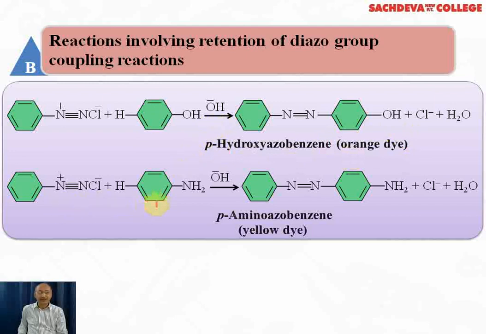Similarly, if we react benzene diazonium chloride with aniline, HCl will be lost and the product formed will be para-aminoazobenzene. This is called aniline yellow or yellow dye. Side products are the same, chloride ion and water.